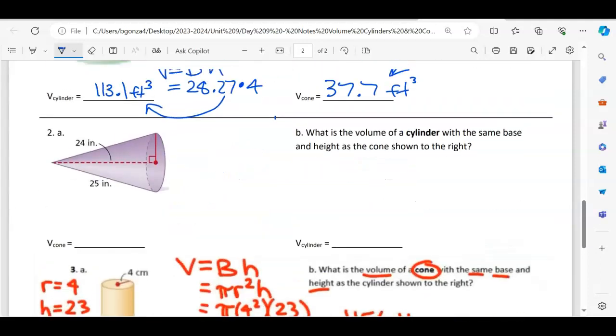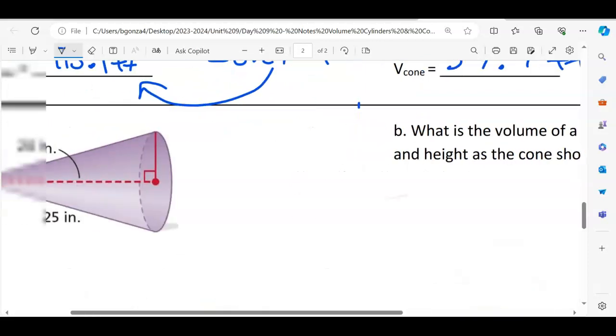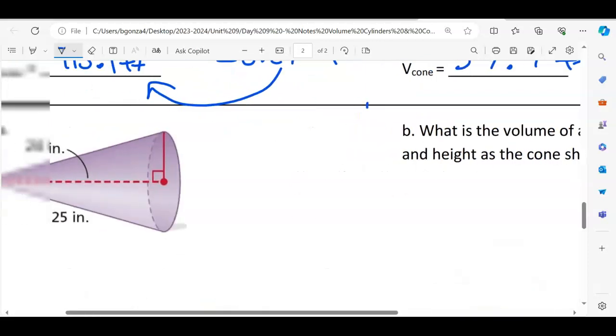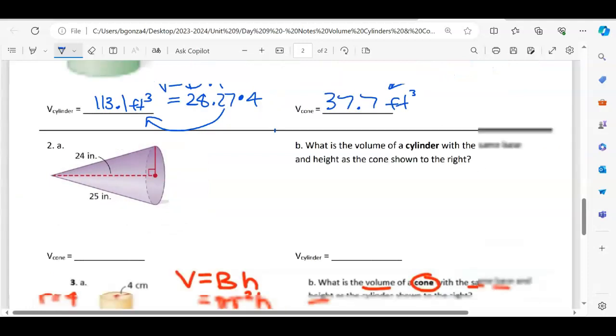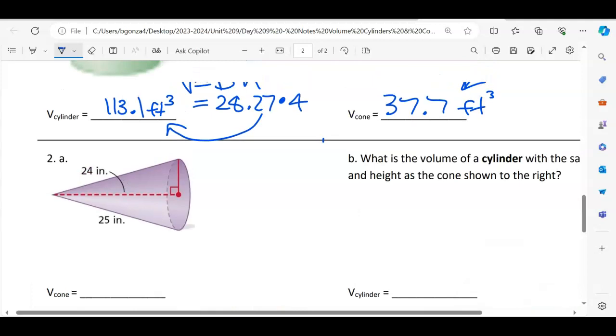Number 2, what is this shape? It is a cone. Okay, so yes, this is a cone. And how do you find the volume of a cone? We said it's 1/3 big B H.